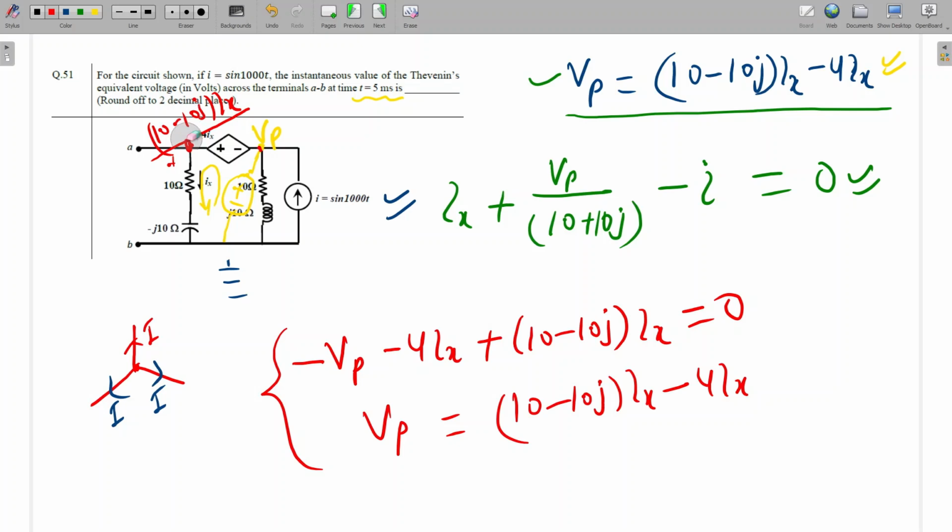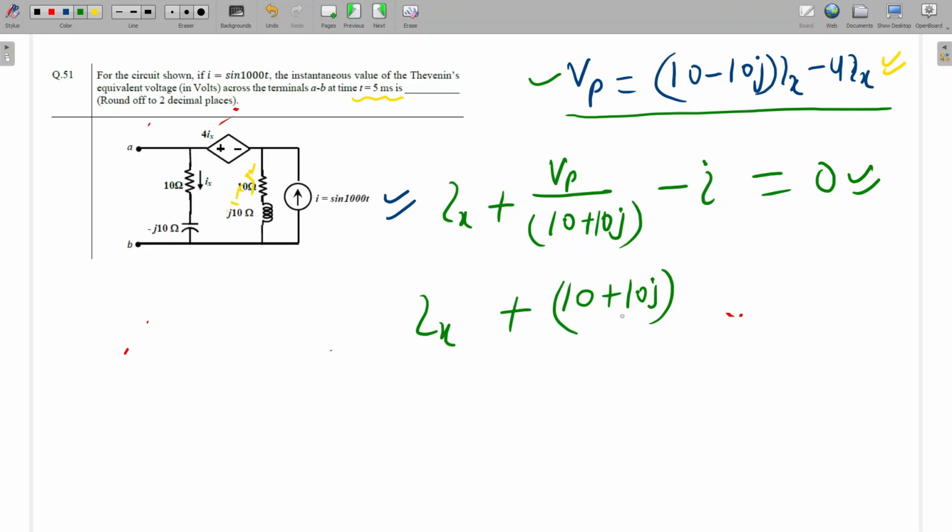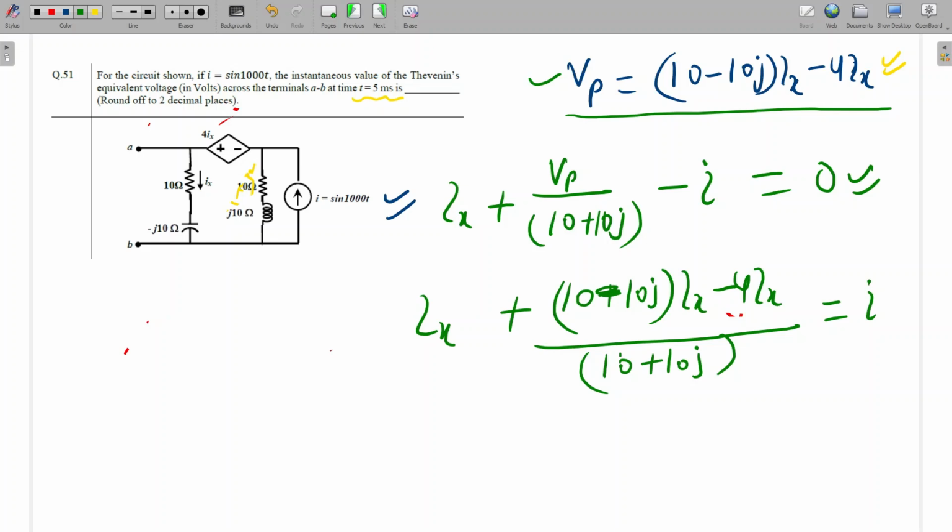You see, with this one equation itself, in one or two steps we can get the final answer. So I'm writing the further equations. Vp divided by (10 plus 10j), that is Ix, so Vp is (10 minus 10j) Ix minus 4Ix, divided by 10 plus 10j, is equal to I. Up to now it is clear to all.